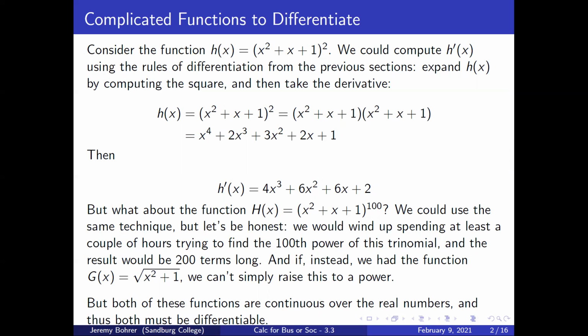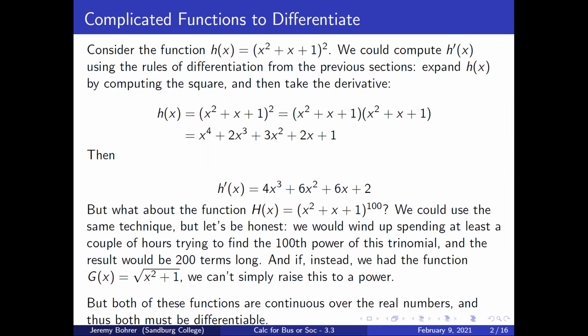But what about the function h of x equals (x squared plus x plus 1) to the 100th power? We could use the same technique, but let's be honest, we would wind up spending at least a couple of hours trying to find the 100th power of this trinomial, and the result would be 200 terms long.